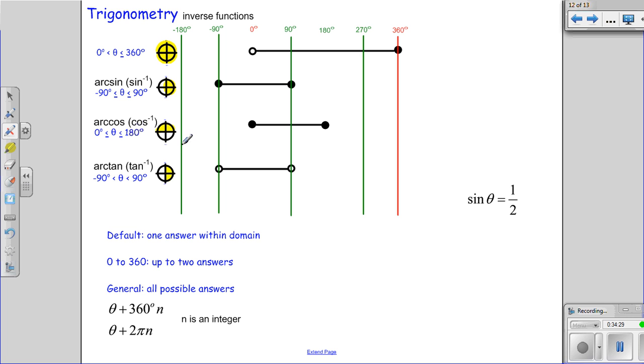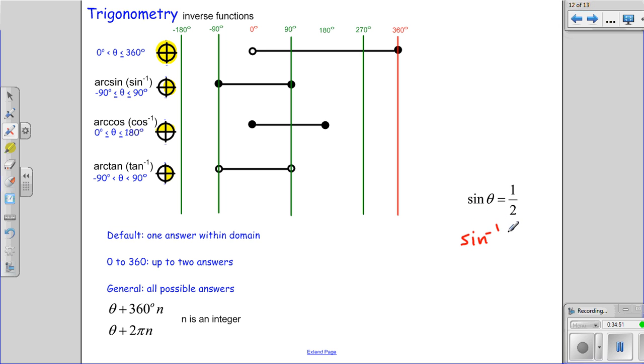Up here we can see a graph showing the different default ranges. Sine and tangent is that half moon from negative 90 to 90, whereas cosine is the setting sun from 0 to 180. Whereas 360, notice it's a bigger domain, okay? So let's do sine of theta is equal to 1/2. Again, to isolate that, we'd have to do an inverse function.